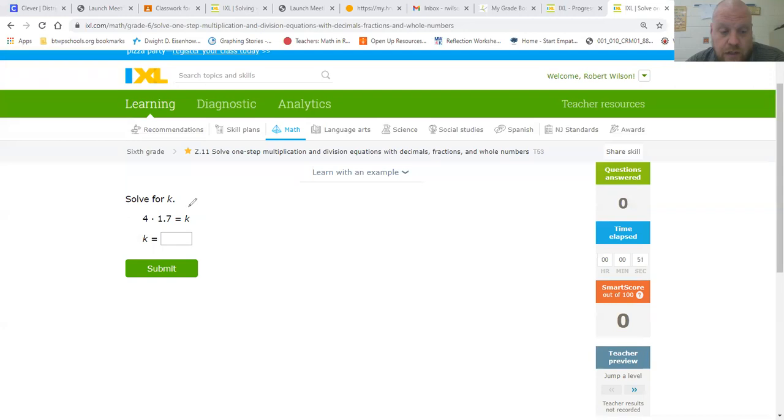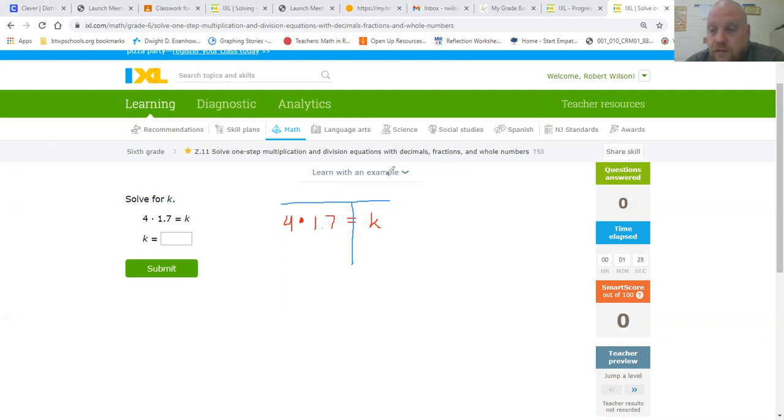So this first problem right here, and I'm going to stress to you also to make sure you're doing your work on paper and using the T-charts that I showed you, that method. So this one right here, the first thing I'm going to do is I'm going to rewrite the problem. 4 times, because remember that dot means times, 1.7 equals K. So to make my T-chart, I put a line across the top and a line through the equal sign. So it looks like a big capital T, that blue line there.